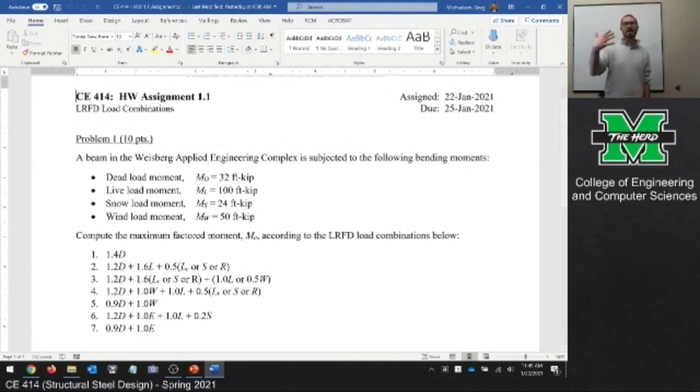Part of this is to introduce you to the load combinations and the terminology. So in structures land, we don't really care about the nominal dead load moment or the nominal live load moment. We care about the factored moment, the factored moment being the worst case scenario from these load combinations.